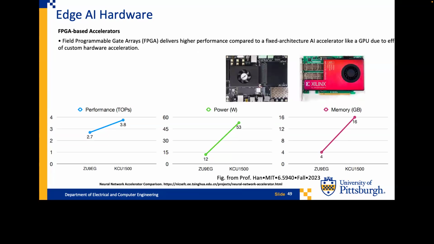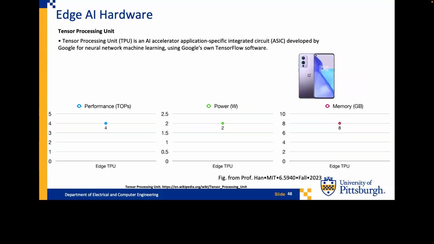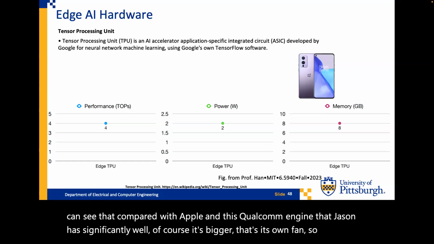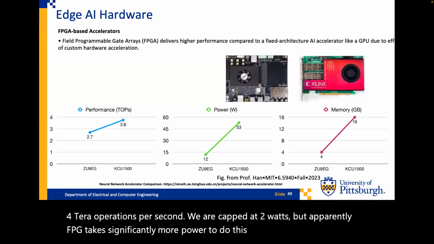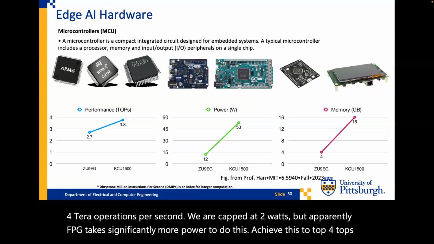This is an FPGA-based accelerator. I know some of you might be doing research on FPGA, but if you look at this, let's go back to this TPU with 4 tops, 4 tera operations per second. We are capped at 2 watts, but apparently the FPGA takes significantly more power to achieve this 4 tops. The memory is also bigger.